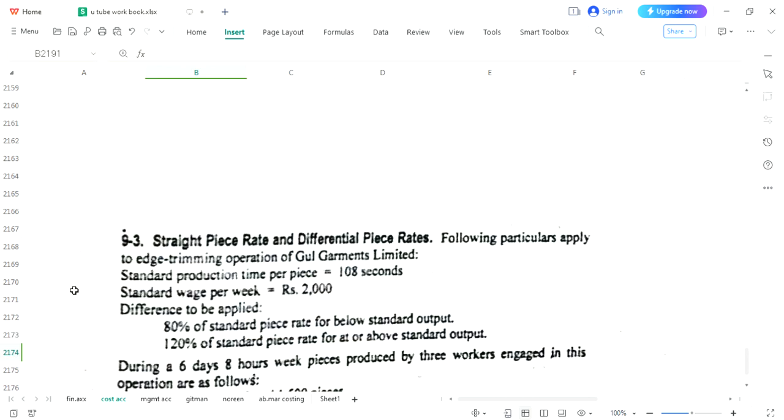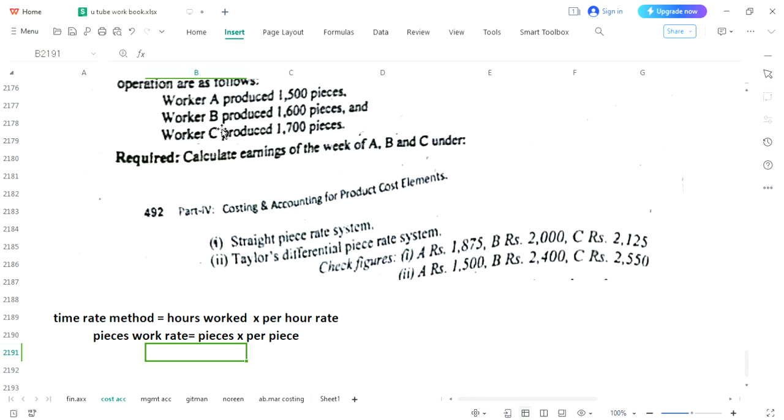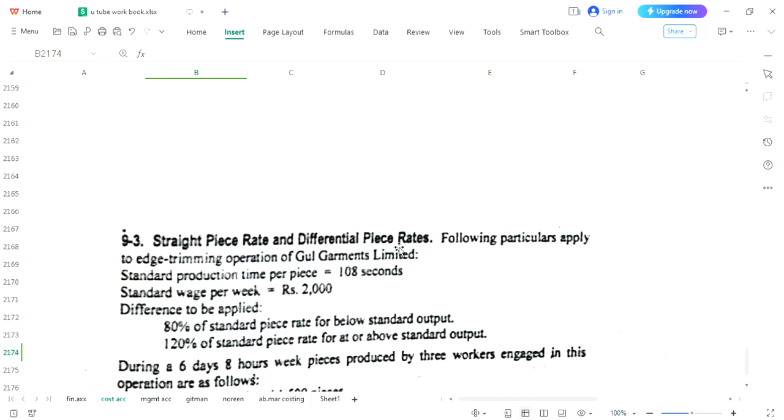The only difference in this question is that we are asked for the piece rate system, and we will also be doing this question for the differential rate system, and there are three workers. So wages of three workers according to simple piece rate and wages of three workers according to the Taylor differential system. It means there would be six answers: three answers for piece rate and three answers for Taylor differential. As you can see, the requirement clearly mentions piece rate and differential rate, and this was mentioned in the heading as well. So let's start our question.